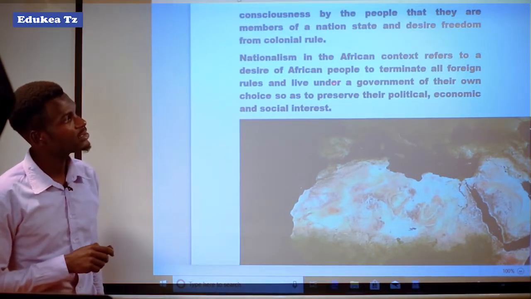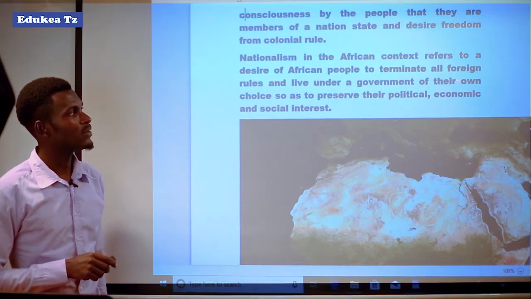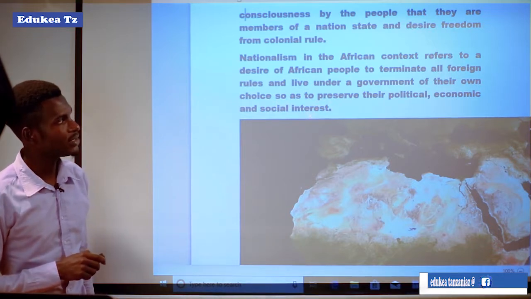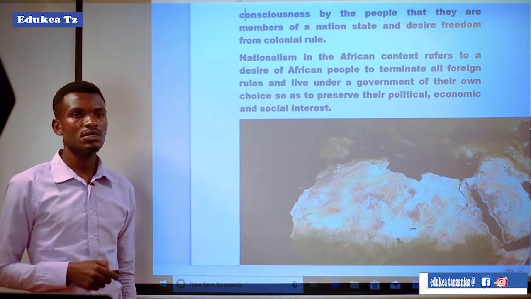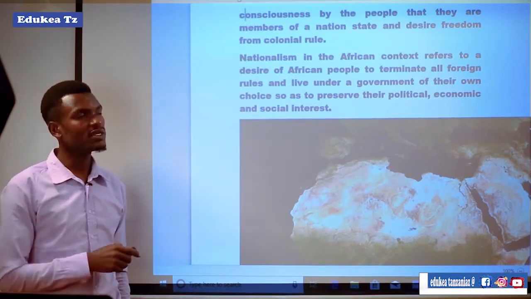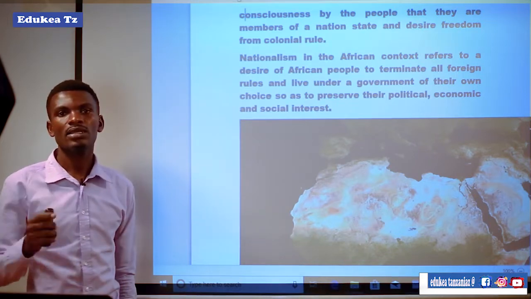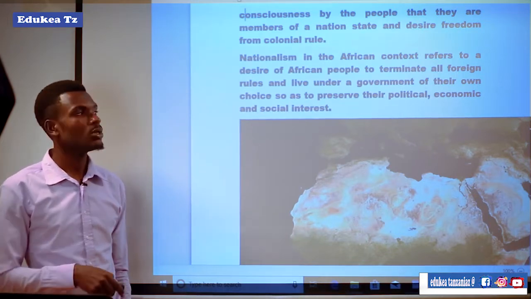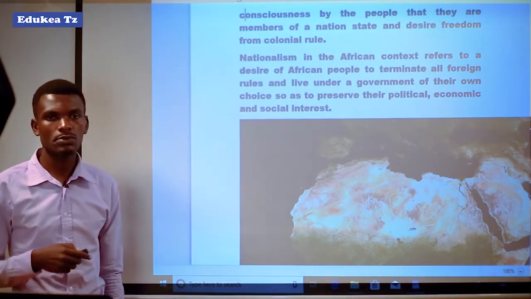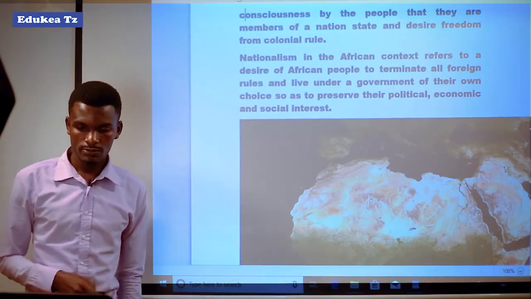desire of African people to terminate all foreign rule and live under a government of their own choice so as to preserve their political, economic and social interests. It means that they live under a government elected or chosen by themselves, and defend their political, economic and social interests.